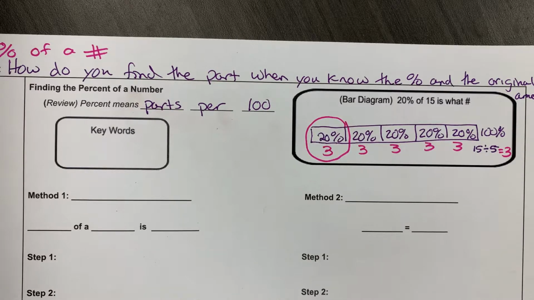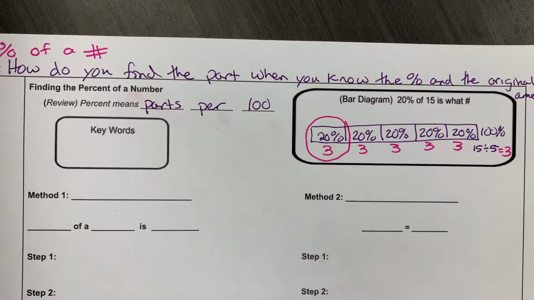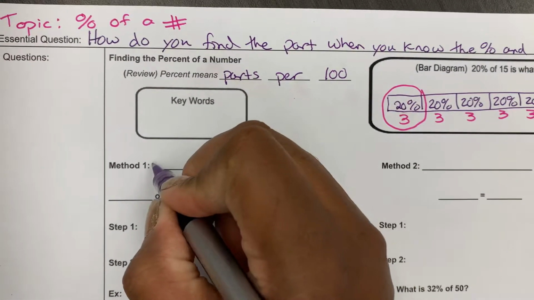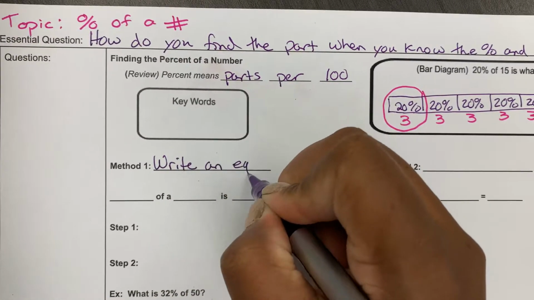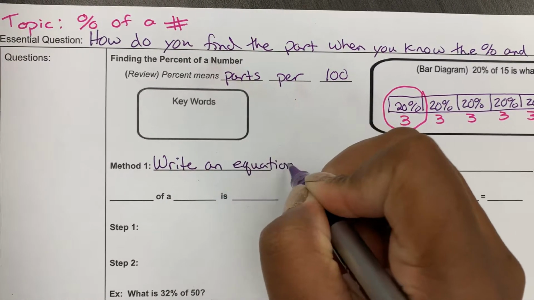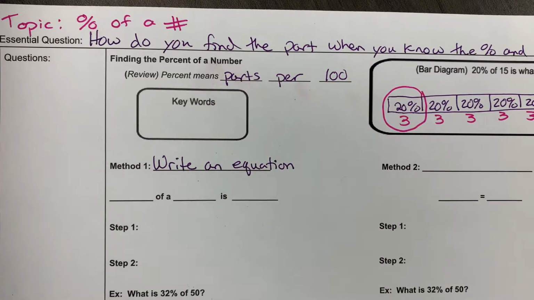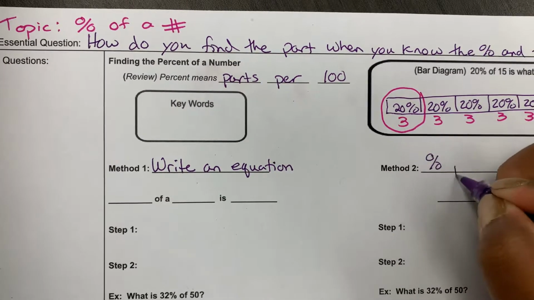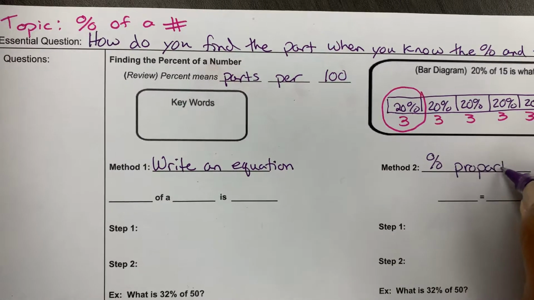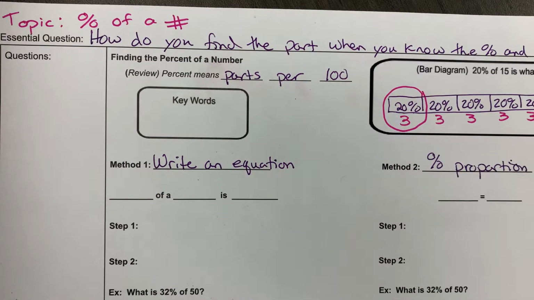Now, earlier we went over that there are many methods to solve percent problems, one of them being a bar diagram. Our other option would be to write an equation. Today we're going to go over the writing the equation portion. Now I know you're wondering what the second one is, and that one is called percent proportion. But we'll do that on a different day.